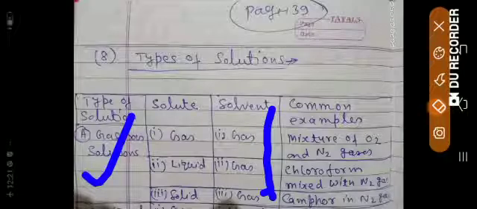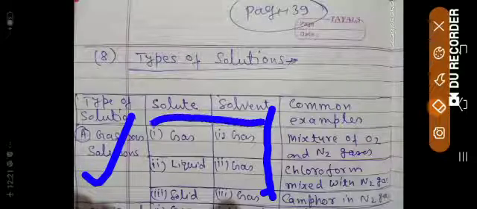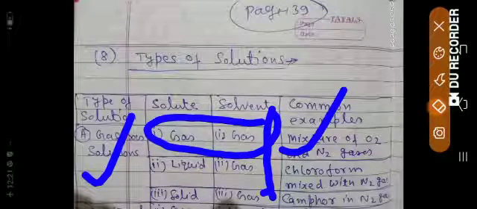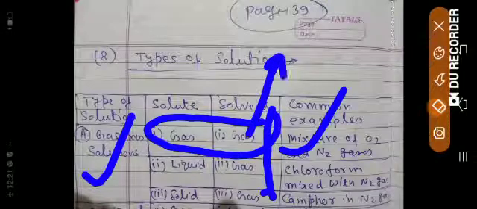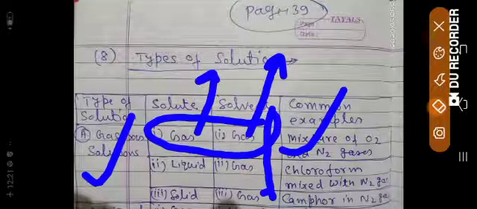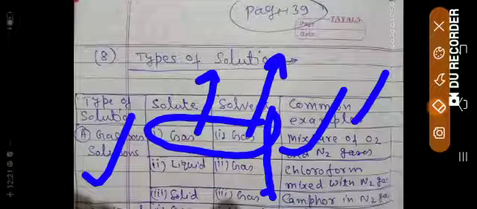Now the first part: gas solvent but solute is gas. What is the example of that? Mixture of O2 and N2. So here is the best example of a gaseous solution in which the solvent is gas and the solute is also gas. Now come to the next one.